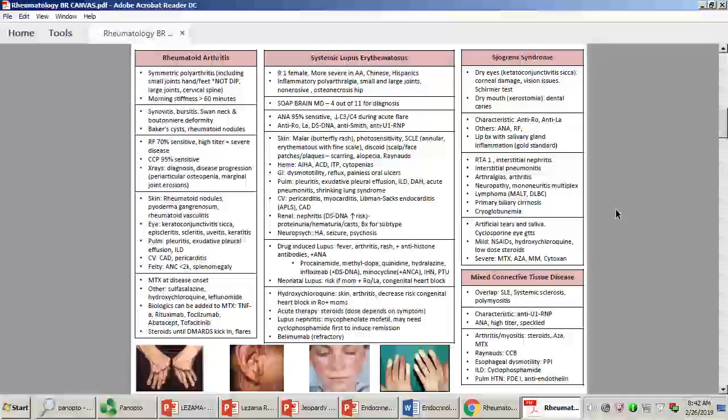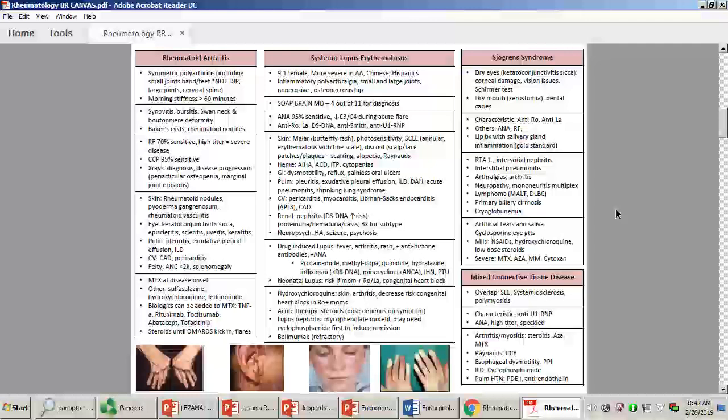So as you guys know, there's a much higher preponderance in females. It's more severe in certain patient populations, in particular African American, Chinese, and Hispanics, which I think is pretty easy for us to see here on the inpatient basis because the majority of our patients with lupus nephritis tend to fall into one of those three categories.